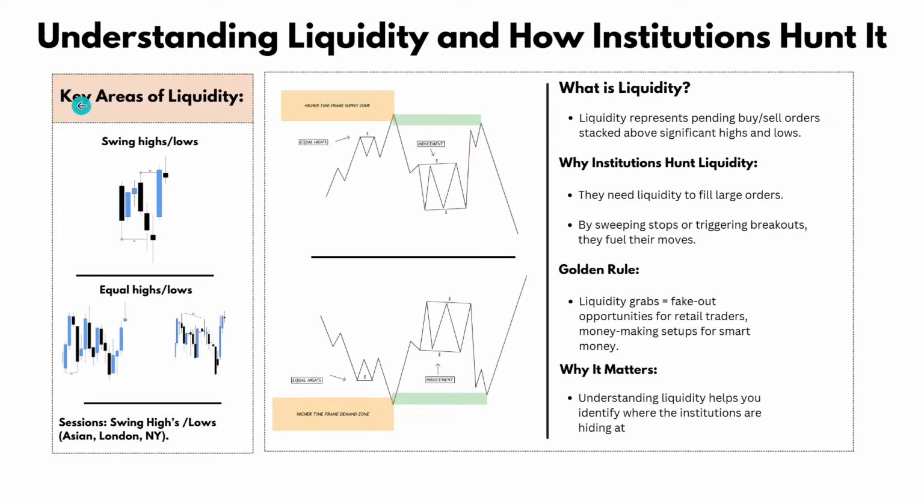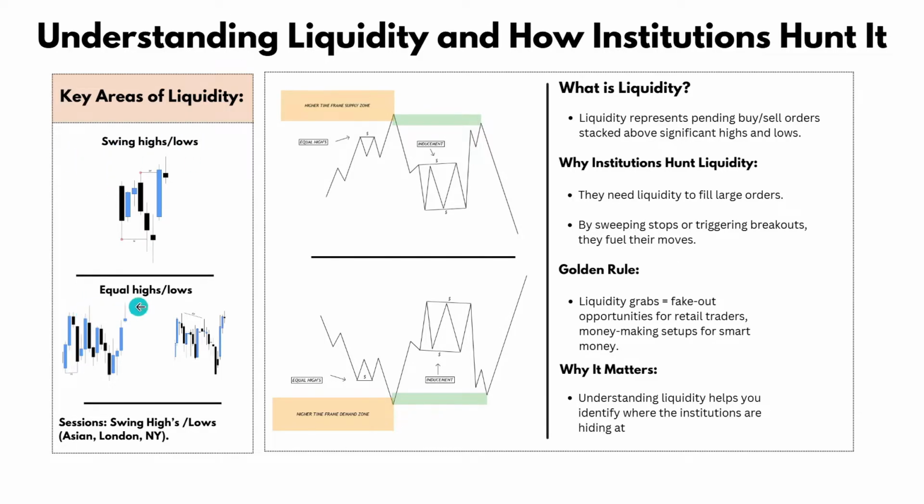As you can see right here, these are our key areas of liquidity. We can expect liquidity at old swing highs or old swing lows right here. This is our old swing low and this is our old swing high. We can see that price will rally lower to clear this old swing low and then rally higher to clear this old swing high. This right here is a key area of liquidity.